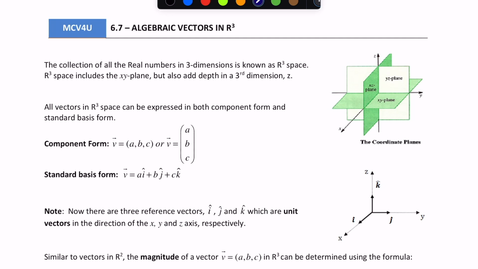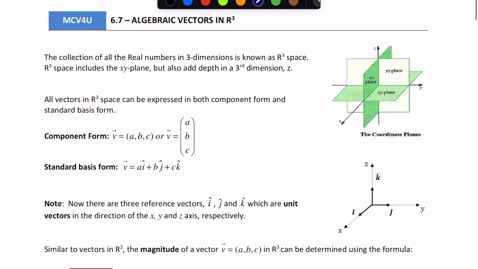Today we'll be looking at algebraic vectors in R cubed. The collection of all the real numbers in three dimensions is known as the R cubed space, or three space. R cubed space includes the XY plane, which we saw was included in R squared, or the two space, but also adds this depth of the third dimension, which we represent as Z.